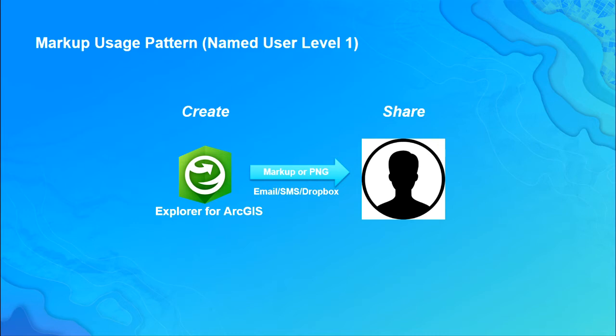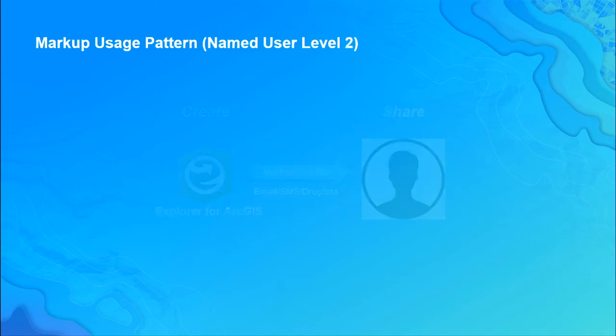And the level 1 named user has that ability to essentially take a snapshot of their screen and then use whatever sharing mechanism they would like to, email, SMS, a file sharing service. They can upload that image file there and share their notes that way. So that's what's available to level 1 named users.